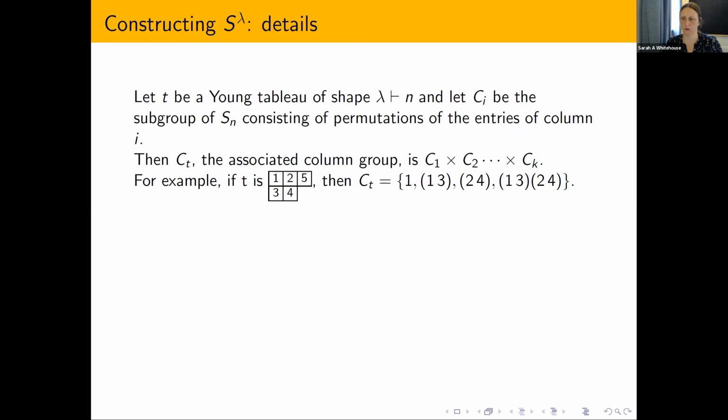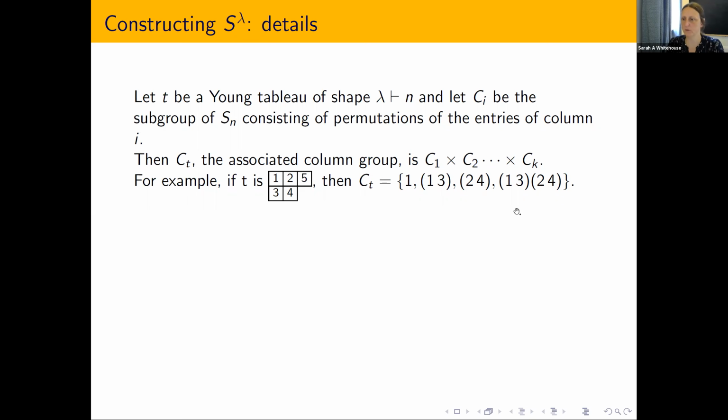Let's do an example, so this might become a bit clearer. Here n was 5. The shape lambda was the partition (3, 2) of 5. Here's a tableau, this is my T here. It's a tableau of that shape, so it's an assignment of the numbers 1, 2, 3, 4, 5 to that diagram. And in this case, the column group would be this subgroup of the symmetric group S5 that I've written here.